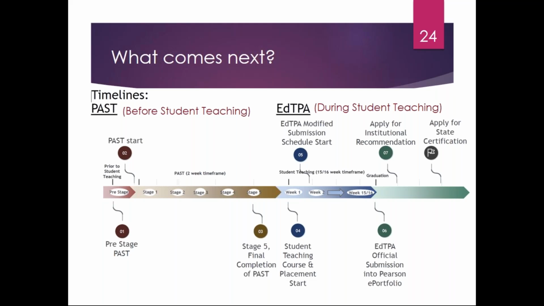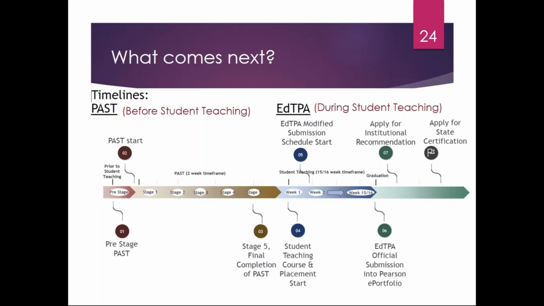First, look at the far left of your screen. Prior to student teaching, you do the pre-stage of PAST. You do stage 1, stage 2, stage 3, stage 4, stage 5. This is all done 2 to 3 months prior to student teaching. But the course workshop itself only lasts about 2 weeks. And then stage 5 is the final completion of PAST. You will be getting a certificate for that, which you will be handing in to your student teaching course instructor.